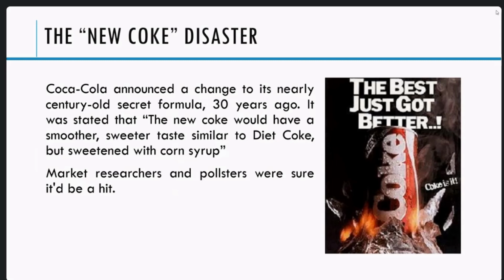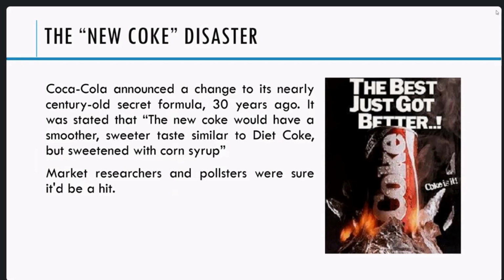You see what it has done? It has not only announced the new flavor of Coke, but also it replaced the previous Coke with the new Coke. And the market researchers and pollsters, they were sure that it would be a hit because they didn't do the analysis. They didn't go for the proper analysis, and they didn't choose the methodology to analyze its success before the older one has been replaced.